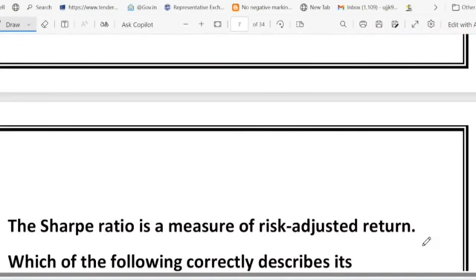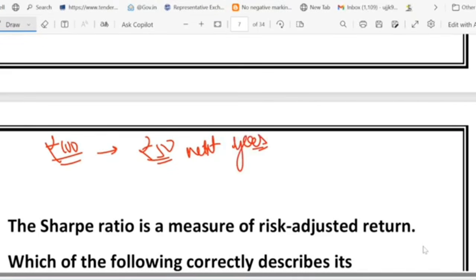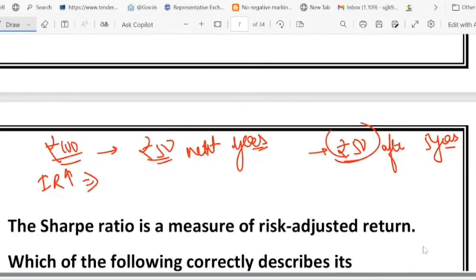Let me give you one example to make it more clear. Suppose you lend rupees 100 and you expect rupees 50 next year, and rupees 50 after 5 years. Now in this case, suppose interest rate increases. So what will happen? That 50 rupees in the 5th year is worth much less now. So most of your value is recovered early. So obviously your duration will get lower.